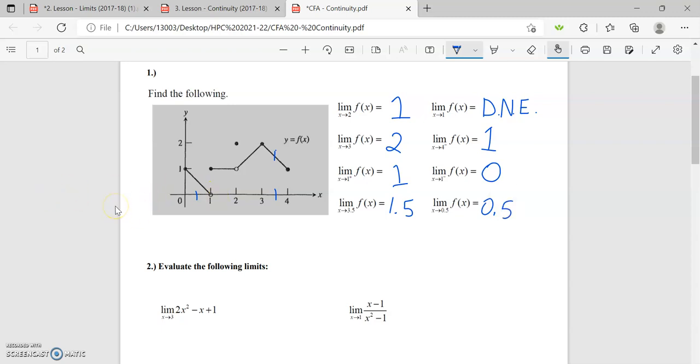So that's it. I'm going to stop the video here and wrap this up as graphing and finding limits graphically. The next one will be evaluating algebraically.